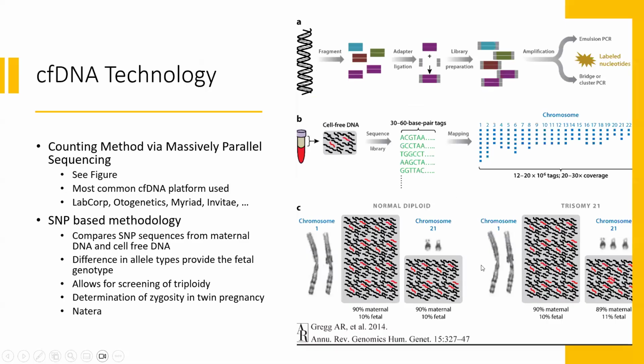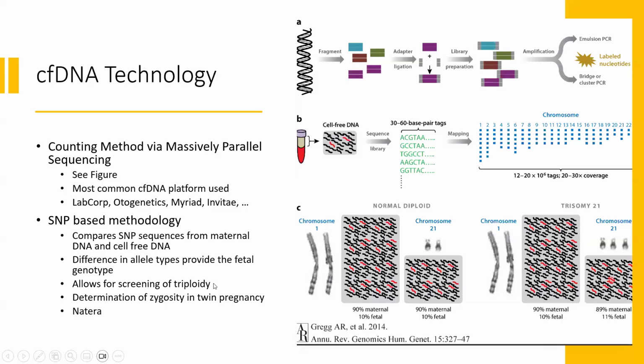I will not go into great detail in this slide, but I just wanted to highlight that there are essentially two types of cell-free DNA technology. The first is the counting method, which was the very first one to be established back in 2011. And then the second is a SNP-based methodology, and SNP stands for single nucleotide polymorphisms. You can think of these as the subtle variances between humans.